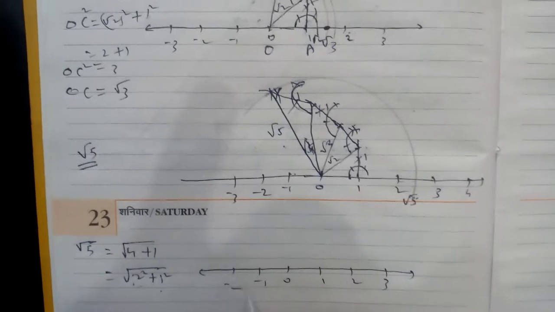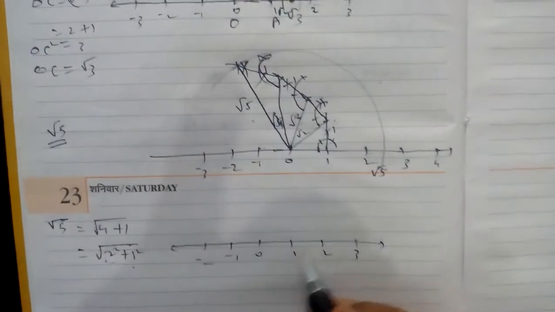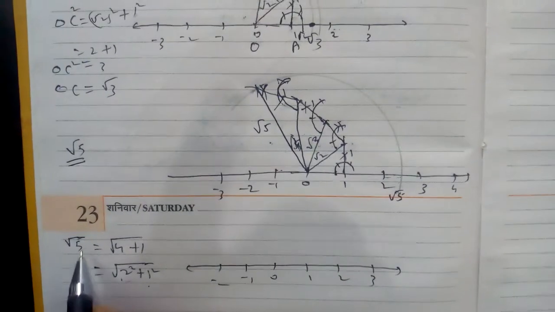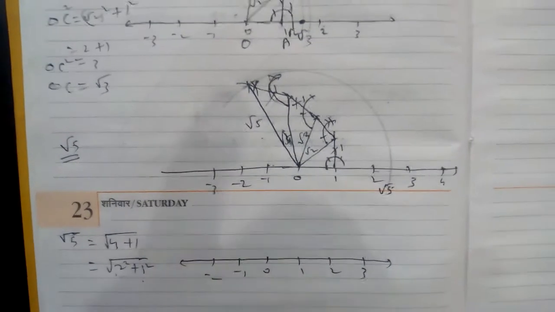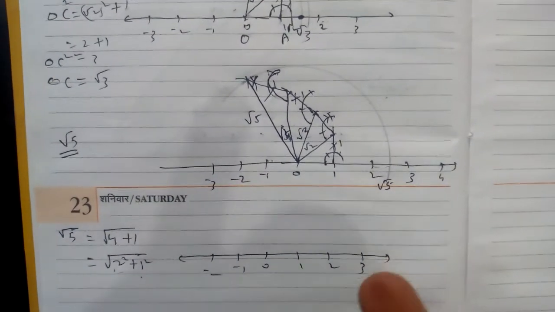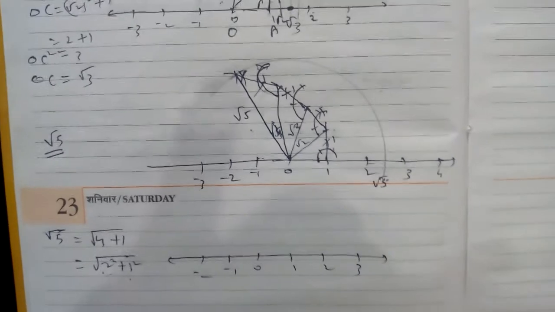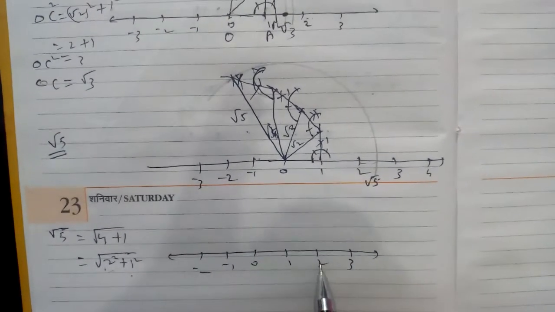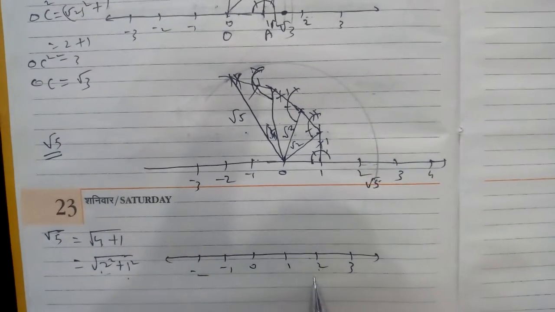Minus 1, minus 2. What will you do? Here root 5 will be greater than 2. 2 to the power 4 is 4. It is greater than 2, meaning greater than 2 square. 4 under root is 2 square, and under root 2 square is 2.